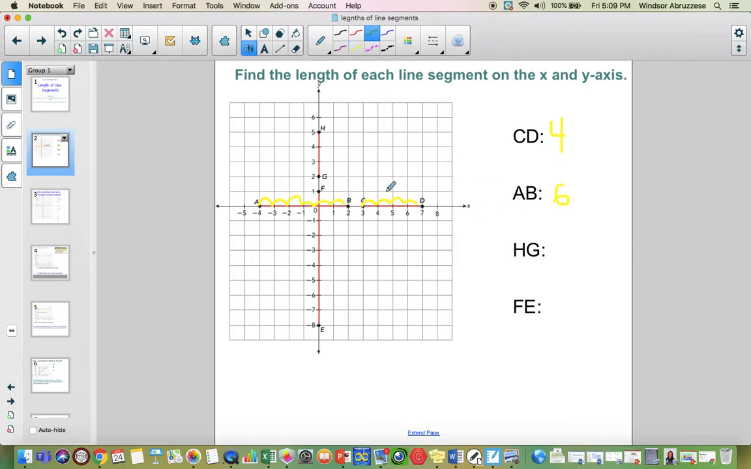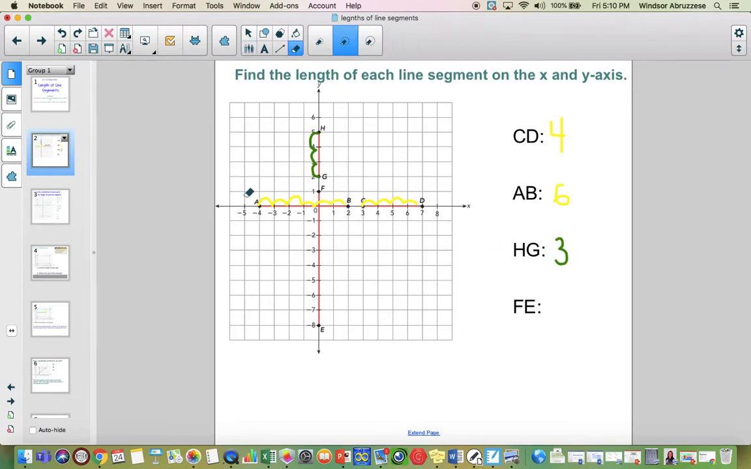Now let's try HG, which is up here on the y-axis. I go from 5 down to 2, or you could do it the other way, and I go from 2 up to 5. Now a common mistake is students go like this. Ready? 1, 2, 3, 4. You don't include the first number, right? We're counting the distance. So it's from this number to the next number. That's 1. Then another one. Then another one. This line segment is 3 units.